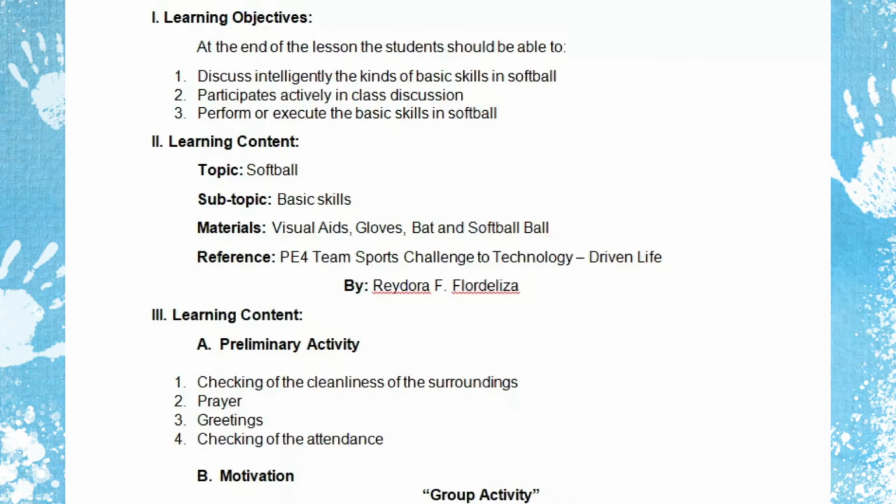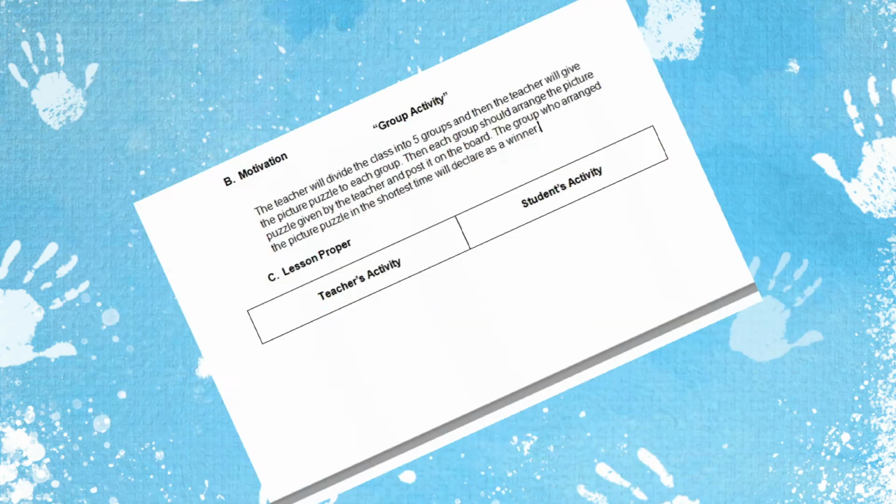So for the next slide, we have here another lesson plan and how it is going to be used. So we have here number one, learning objectives. So I have 3 objectives. The number 2, we have learning content. So my topic is all about softball. Then the subtopic is basic skills, then materials and reference. The number 3, we have a learning procedure. We have letter A, preliminary activity. Number 1, checking of the cleanliness of the surroundings, prayer, greetings, then lastly, checking of the attendance. The next one, we have a motivation. So my motivation is group activity.